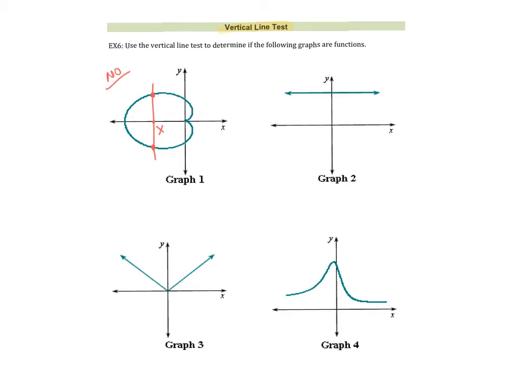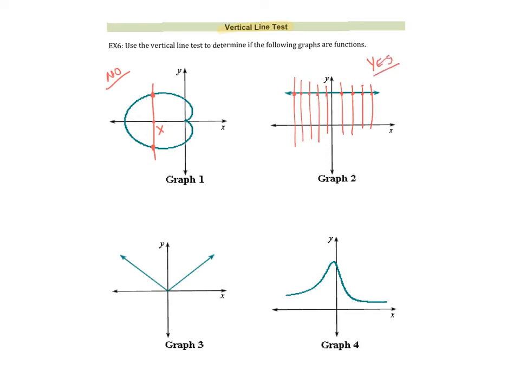So in graph 2, notice that it doesn't really matter where I draw my vertical line. It passes through at most 1 point. So this means for every one of these x values, I have exactly one y value. Yes, this is a function. It passes the vertical line test.